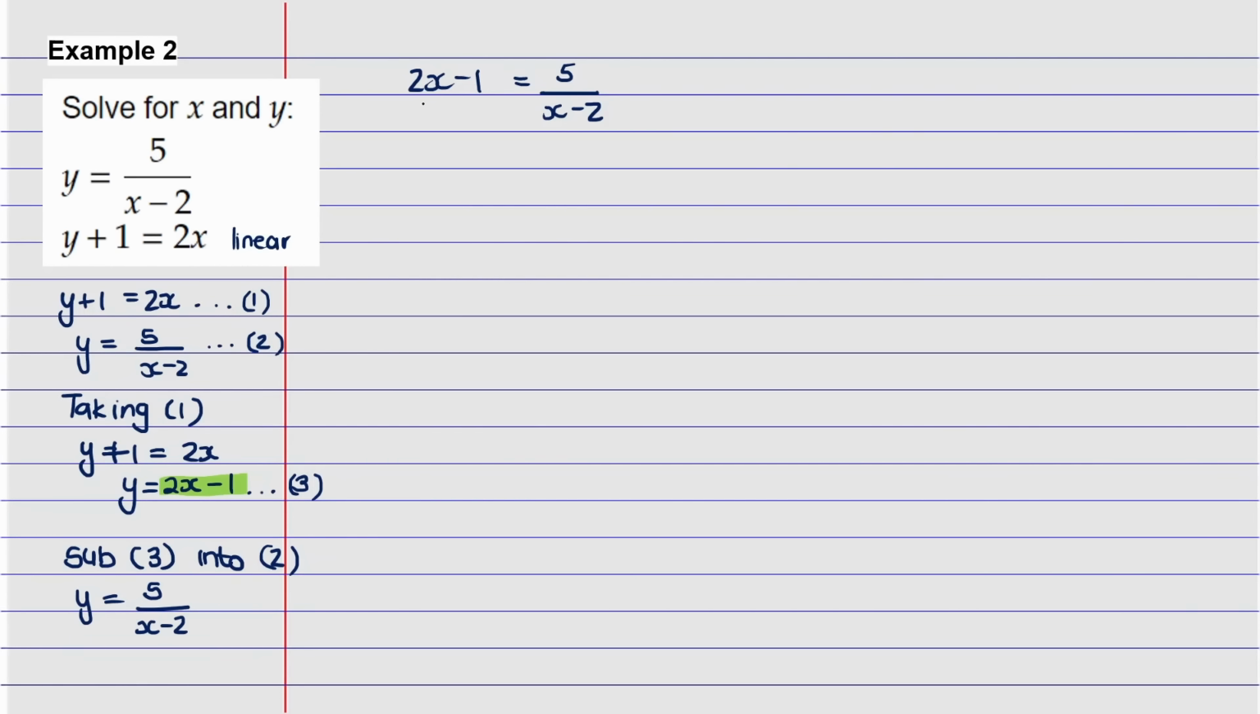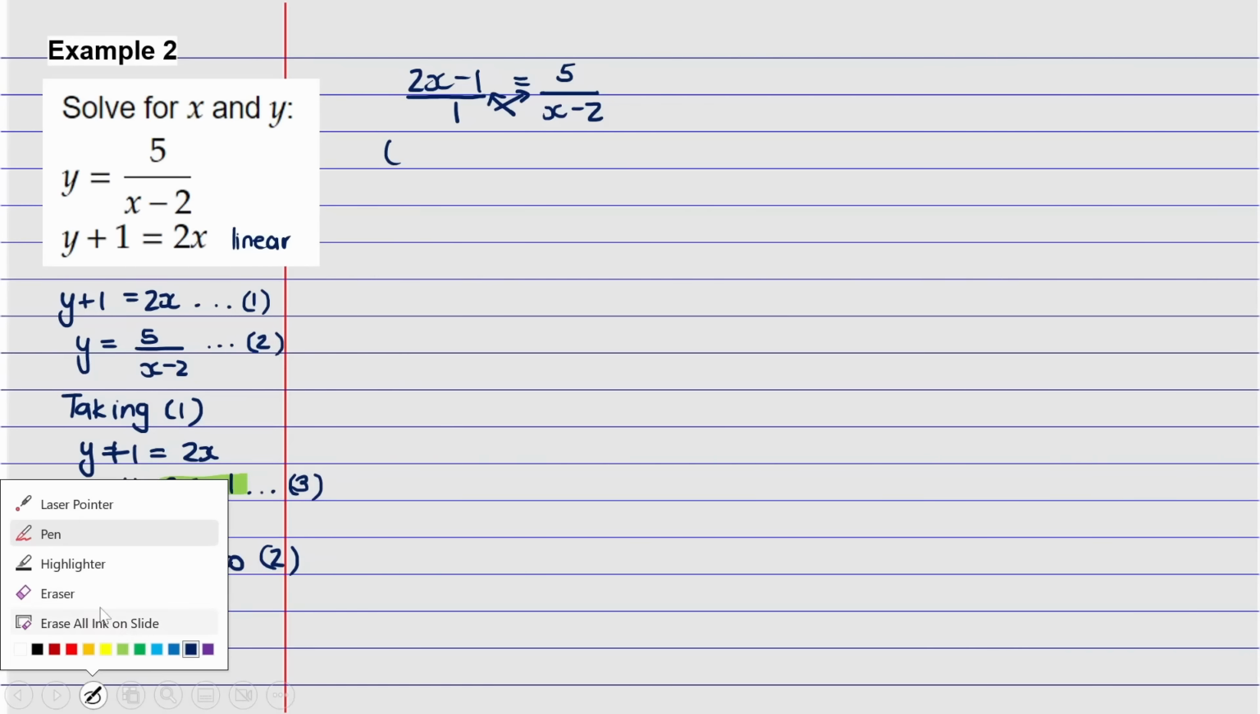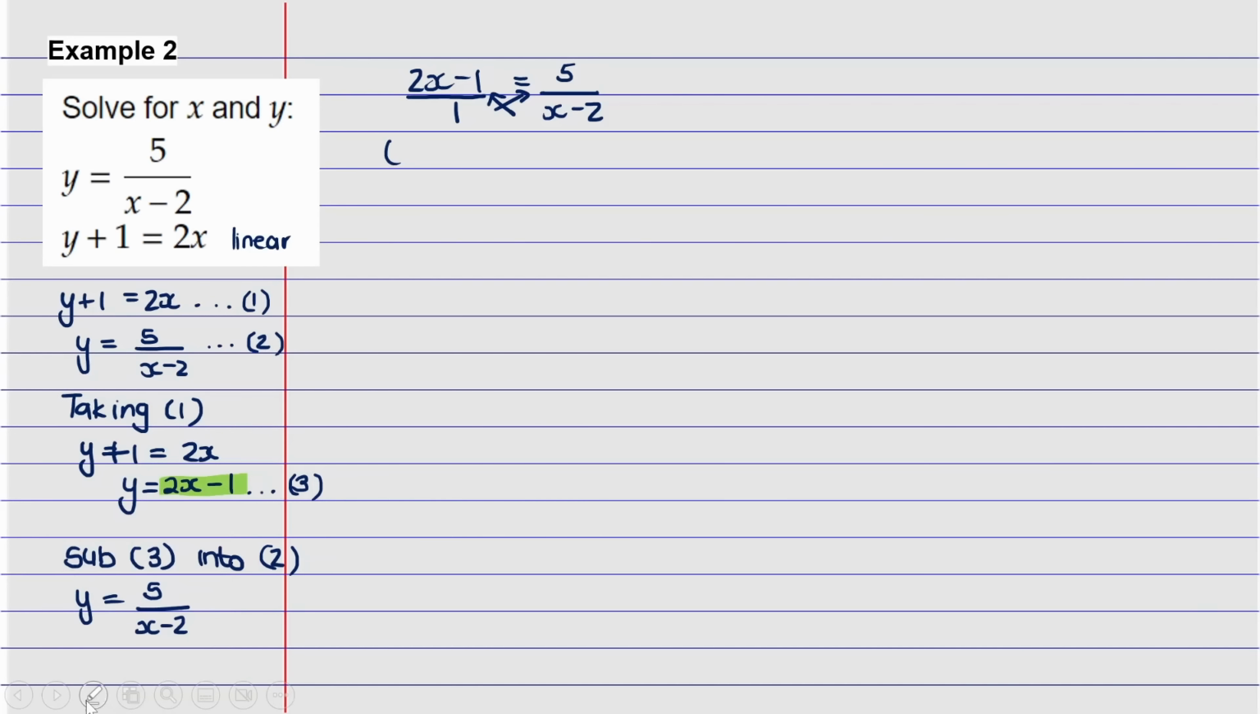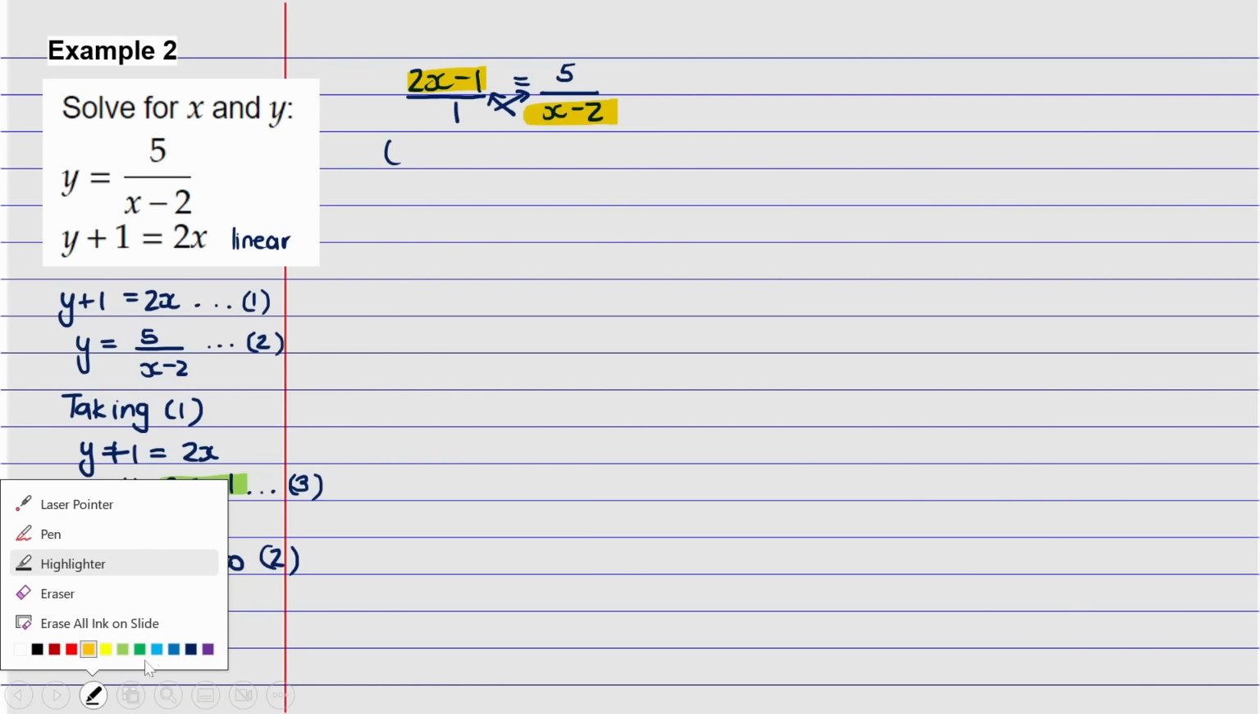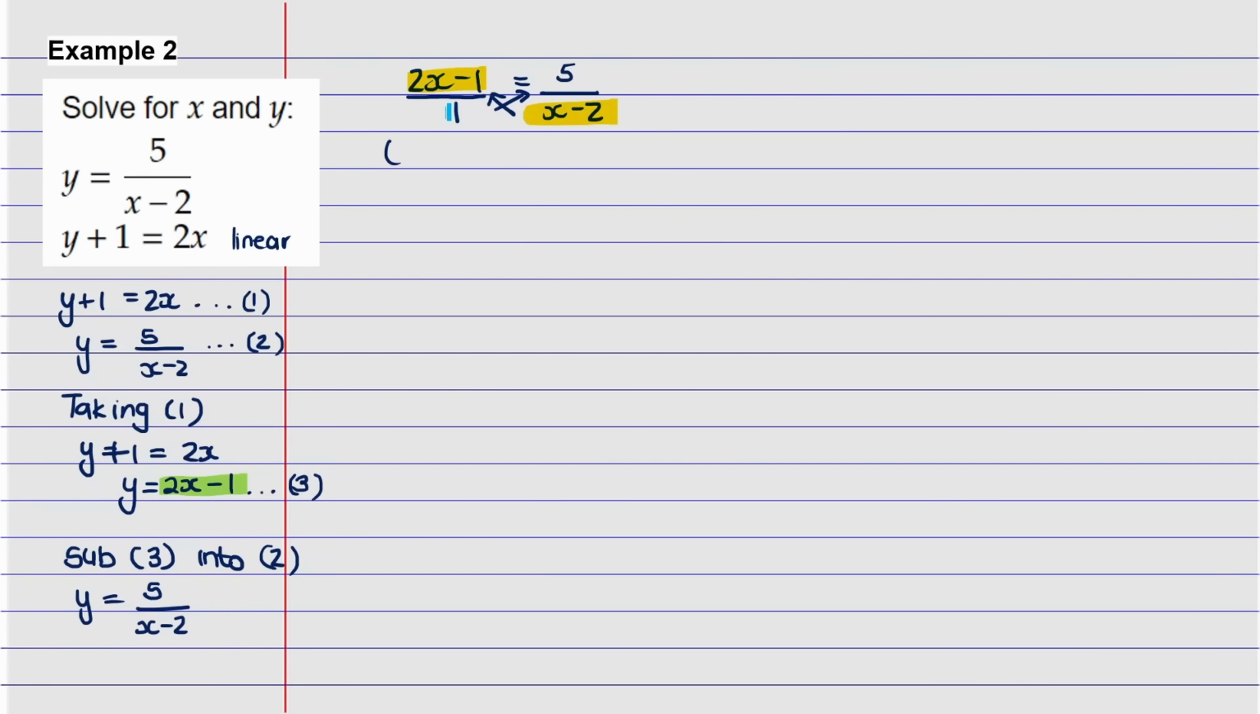Do you see that I can write this expression as divided by 1 like this? And since it's a fraction, I can cross multiply. So I'm going to take this one and multiply it by this one, and I'm also going to multiply this one by 5. Let me highlight and show you what I'm saying. So let's change color.